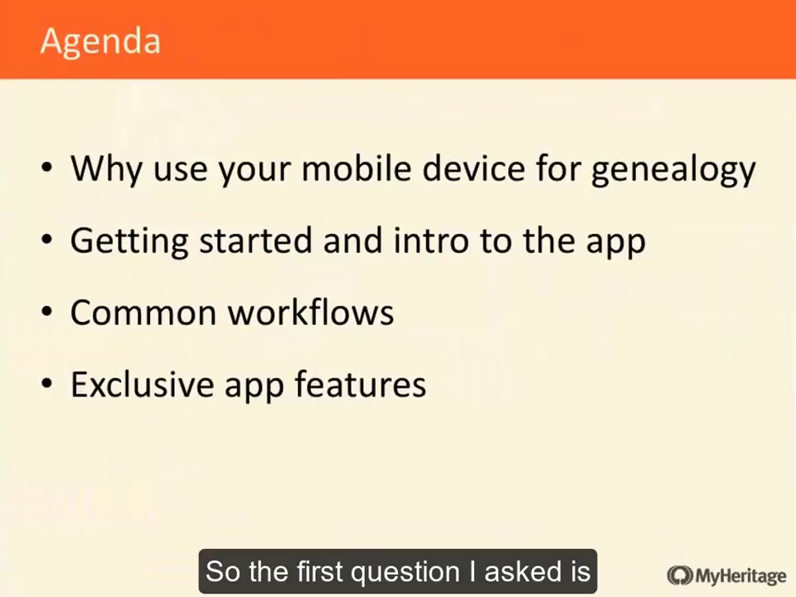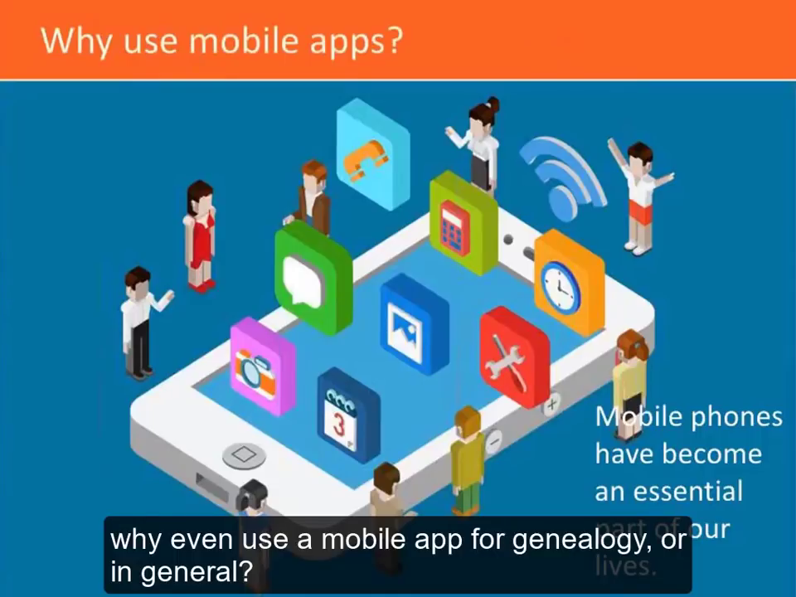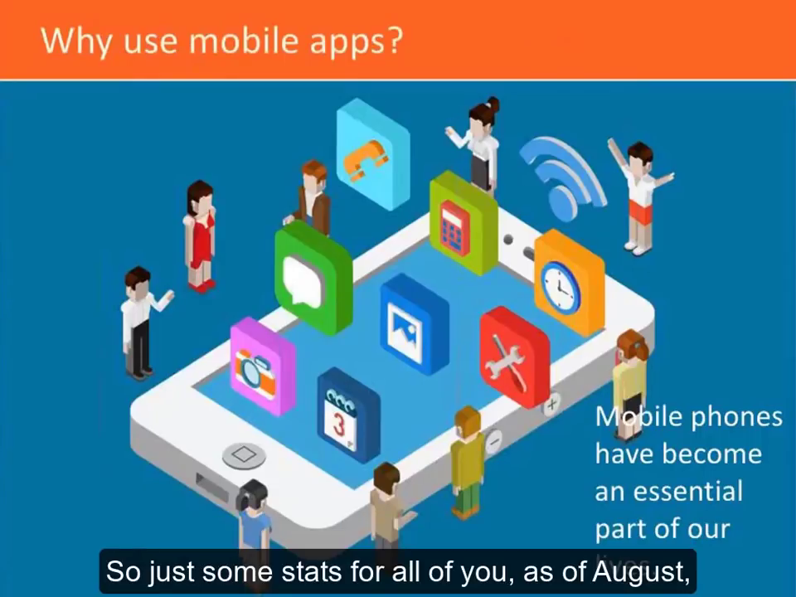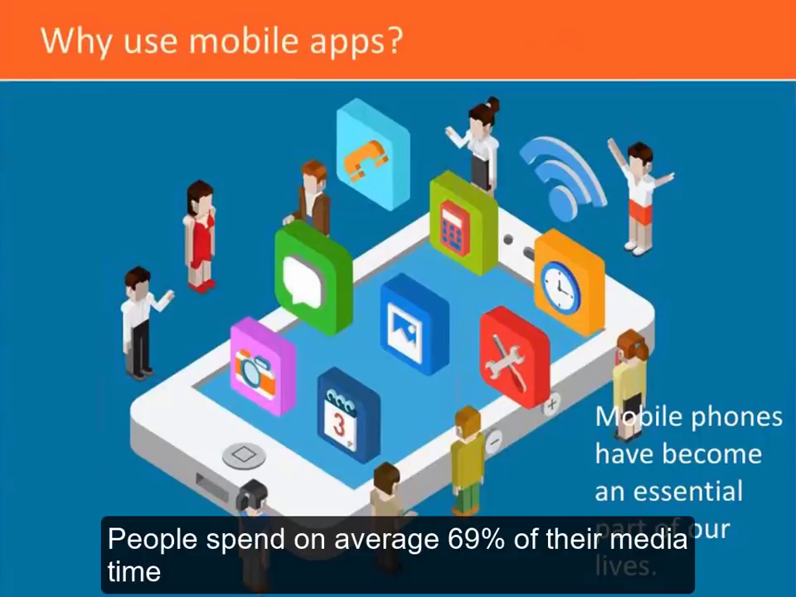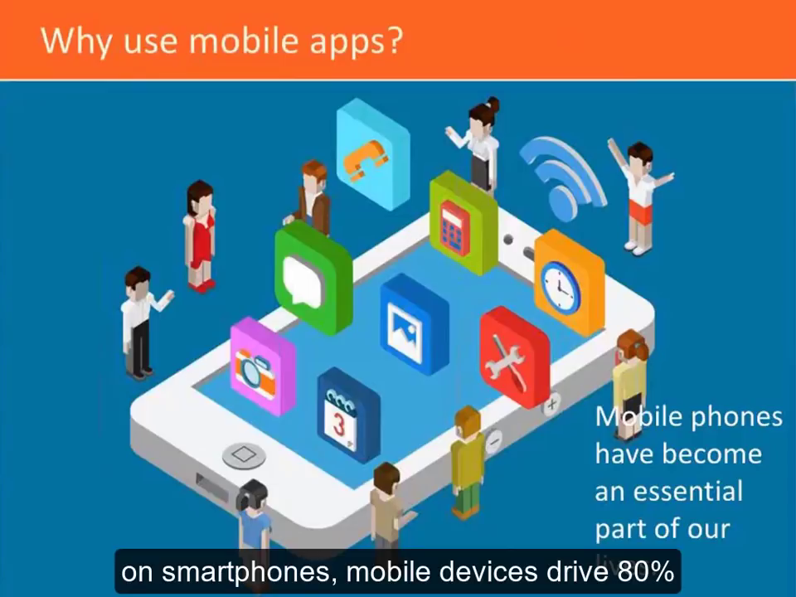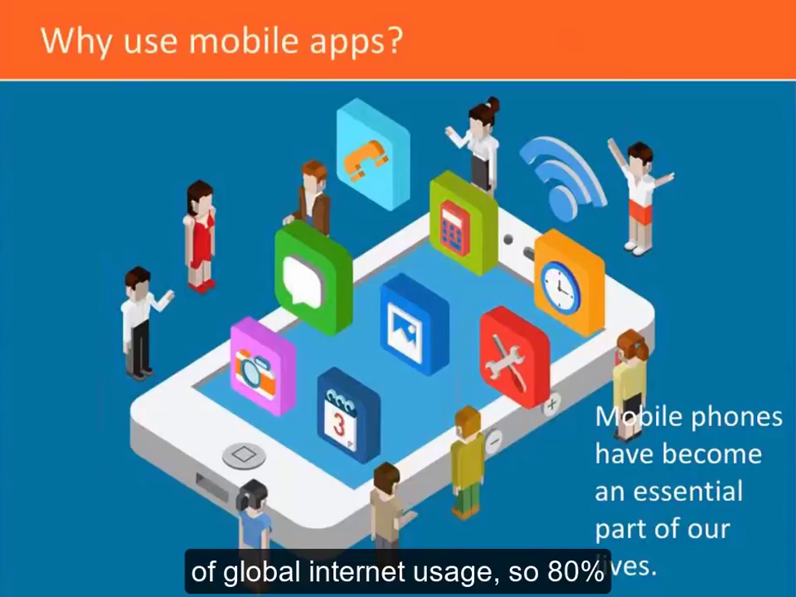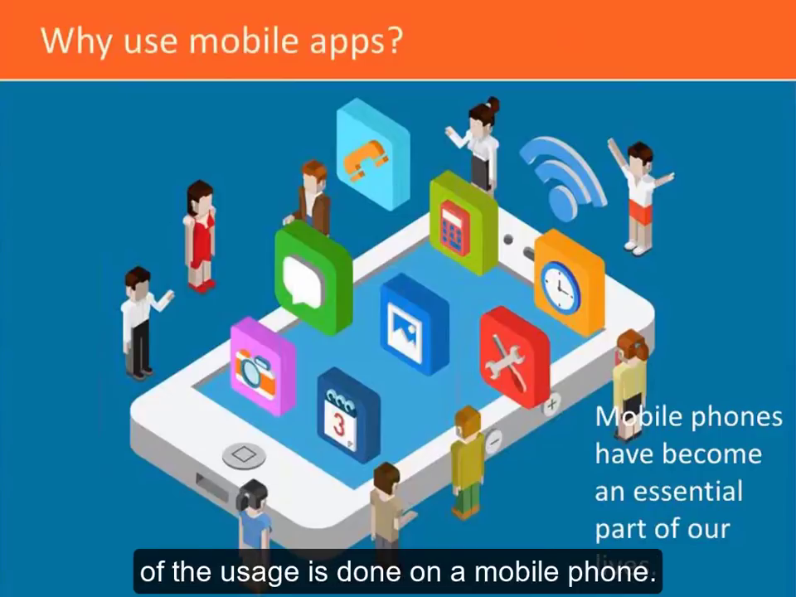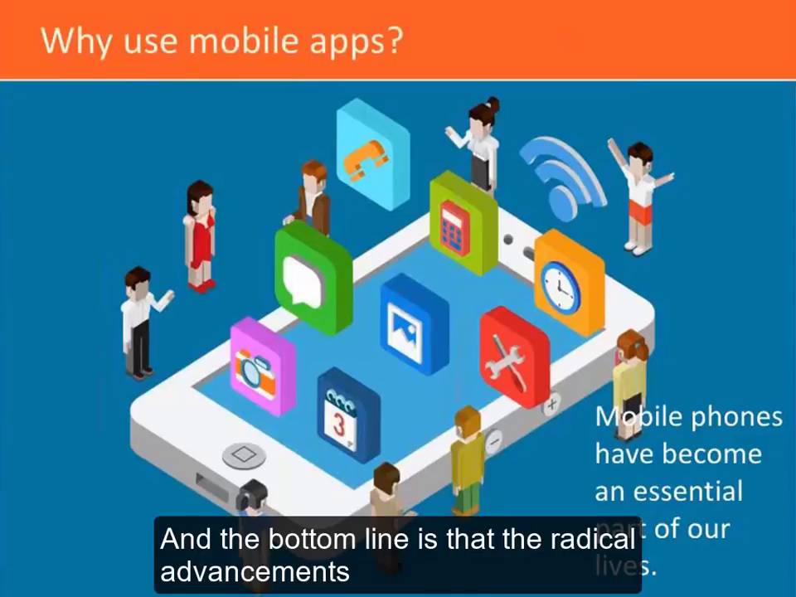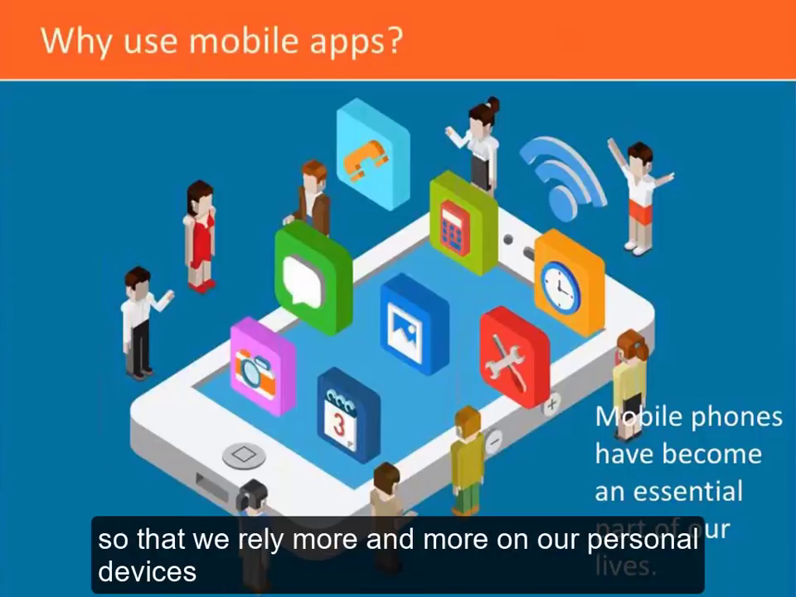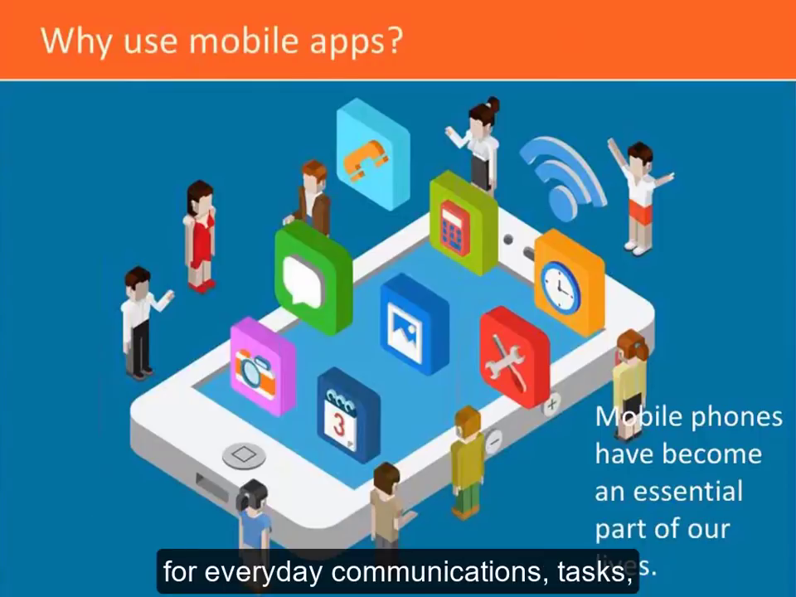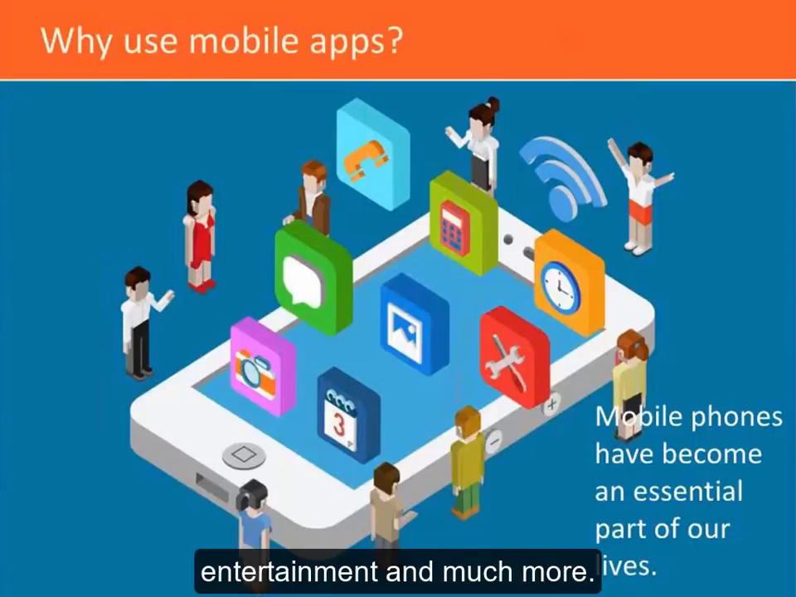So the first question I asked is why even use a mobile app for genealogy, or in general? Just some stats for all of you. As of August, there are over 3.5 billion unique mobile internet users. People spend on average 69% of their media time on smartphones. Mobile devices drive 80% of global internet usage. So 80% of the usage is done on a mobile phone. And the bottom line is that the radical advancements in mobile and internet technologies have transformed our lives so that we rely more and more on our personal devices for everyday communications, tasks, entertainment, and much more.